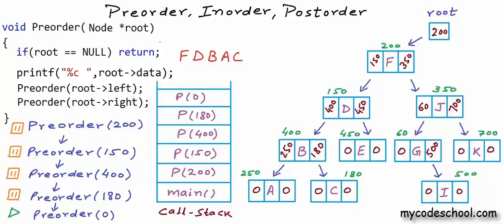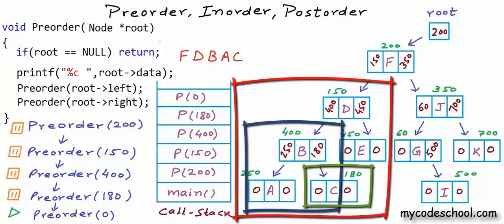For now, let's come back to this recursion that I was executing. Call to this preorder 0 will finish and preorder 180 will resume. Memory allocated for execution of preorder 0 will be reclaimed. Now for preorder 180, both recursive calls have finished, so this guy will also finish.